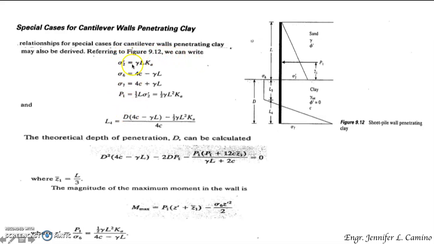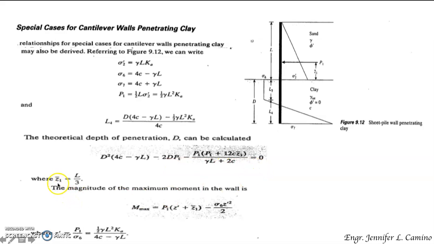You have to compute for the active forces, active pressure. You have here sigma sub 2, sigma sub 6, sigma sub 7 using this formula. And of course, for your P sub 1, you use this equation. And you can compute for L sub 4 using this formula. Then afterwards, you can get our D, depth of penetration, using this equation.